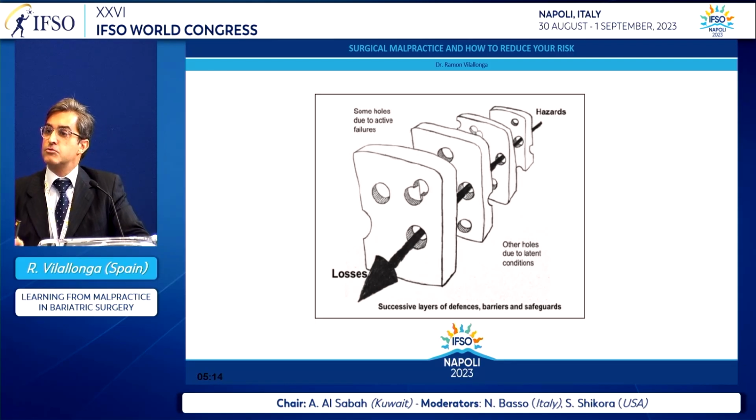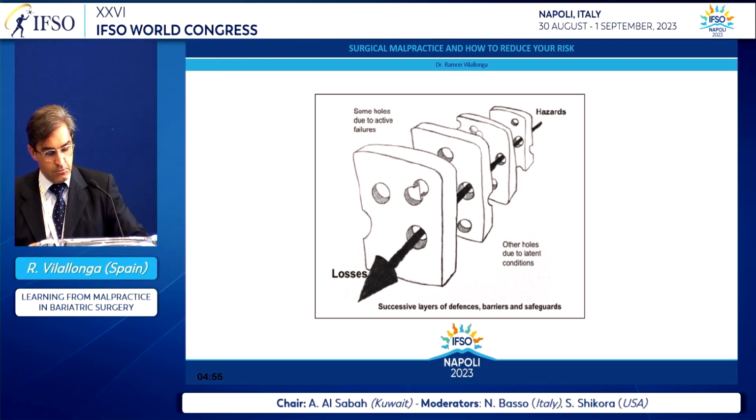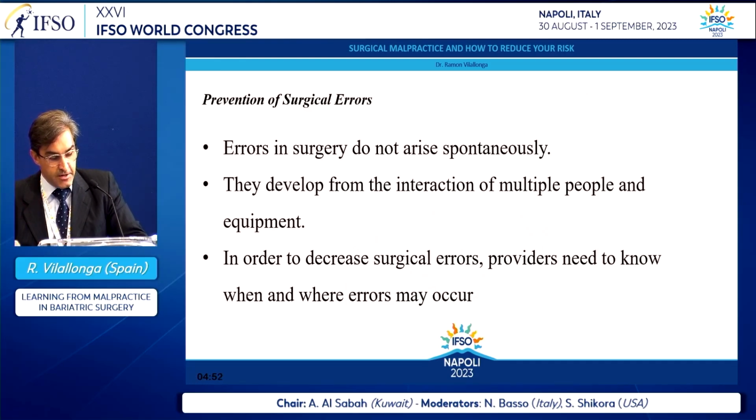We can control some of the cheese, not all the cheese, but we can control some of the cheese. And this is something that, for the last 3-4 years, I have tried to understand very well. Where can I improve myself and my team in order to avoid easy, avoidable complications? Preventing surgical errors, as a conclusion, they do not arise spontaneously. Sometimes the errors come after personal errors which are misundertaken or misdiagnosed.